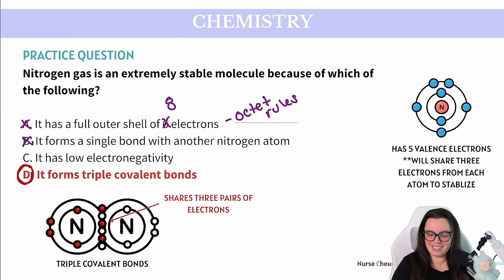And then lastly, C, it has a low electronegativity. That is also incorrect. Nitrogen has a high electronegativity due to its, number 1, small size. Number 2, it is highly effective with its nuclear charge. And 3, the proximity to completing its octet by the use of triple covalent bonds. So these factors combined create a strong attraction for electrons in chemical bonds.